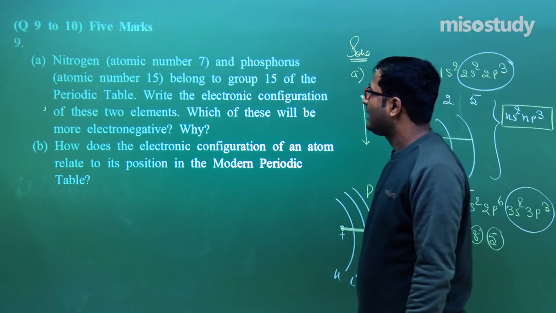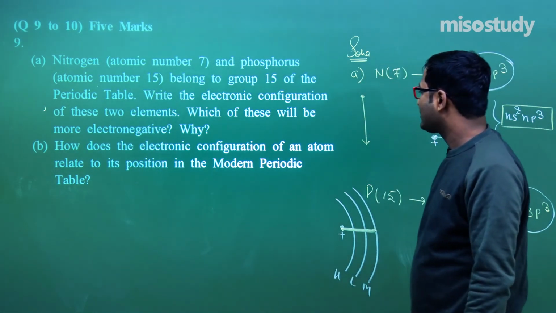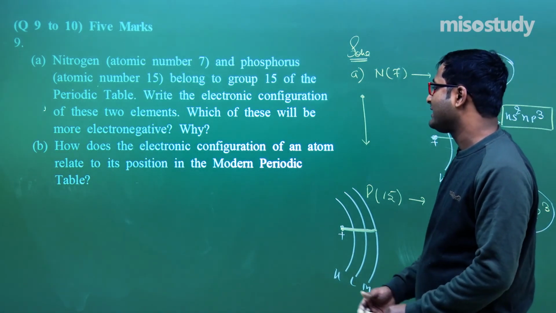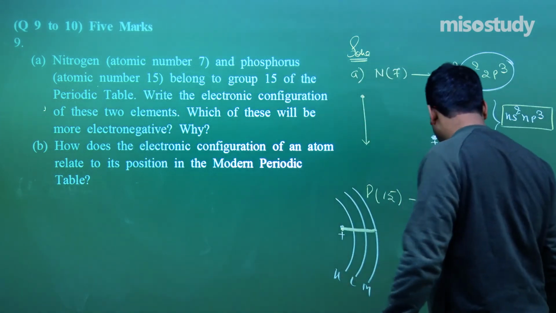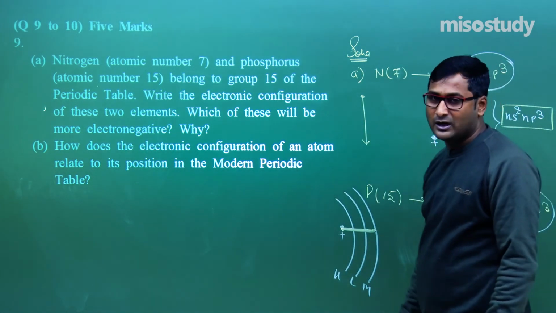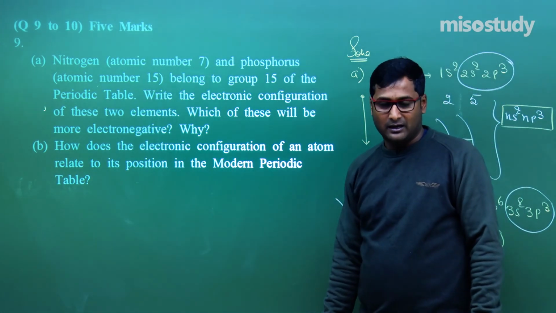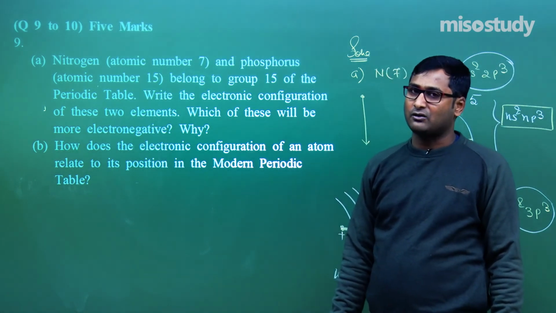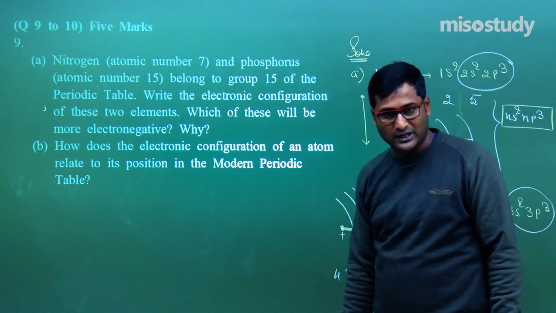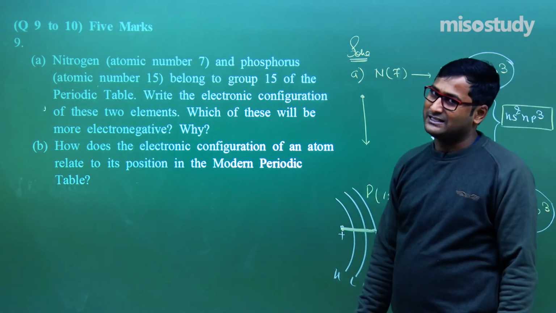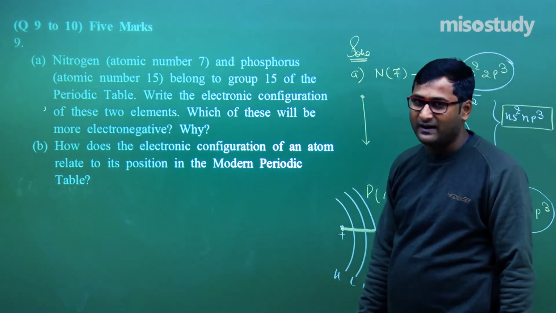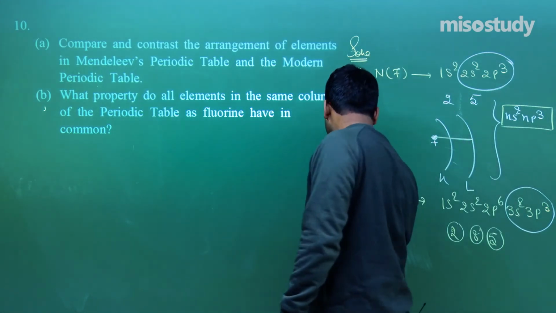Clear? Yes. Now the next one is, how does the electronic configuration of an atom relate to its position in the modern periodic table? I have discussed this in question number 1. As I told you, similar outermost electronic configuration. If two elements have similar outermost electronic configuration, then they are grouped together because they have the same valency and similar chemical properties. Clear, my friend? Yes. Now let's move to question number 10.